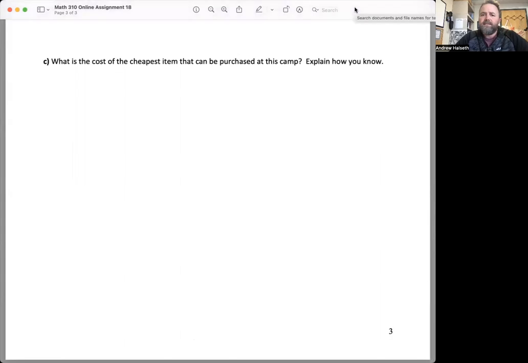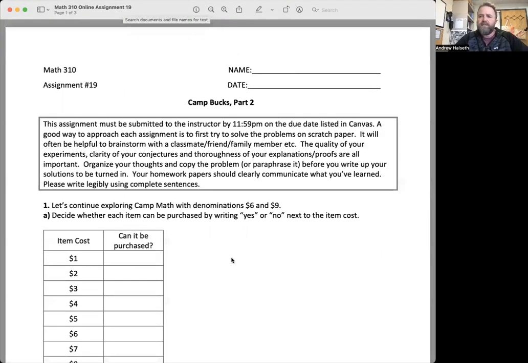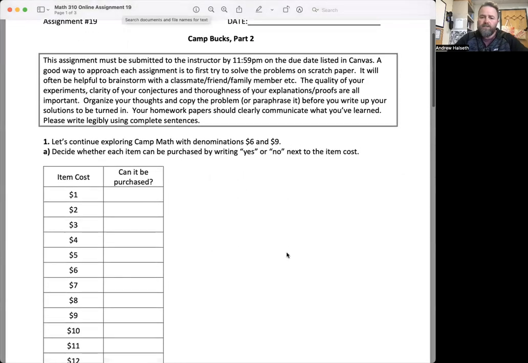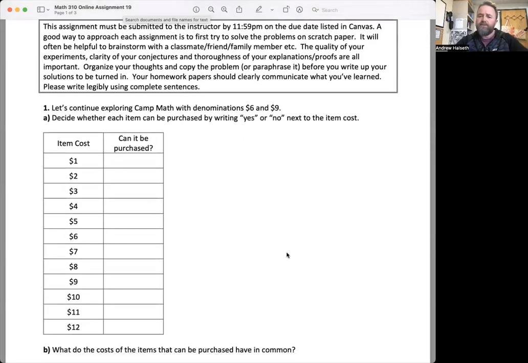Assignment 19 is going to continue with the same topic, just an extension of it and more exploration. So it's camp bucks part 2. We're going to continue with the 6 and 9 denominations. And now we're really focused on what can be purchased and what cannot be purchased. So for each item cost here, just write yes or no. Yes means you can purchase it. You can come up with that exchange equation. No means it seems impossible with these denominations to make a fair exchange.